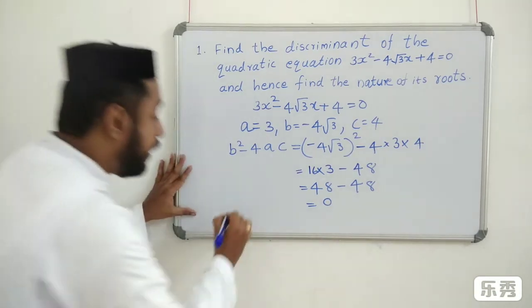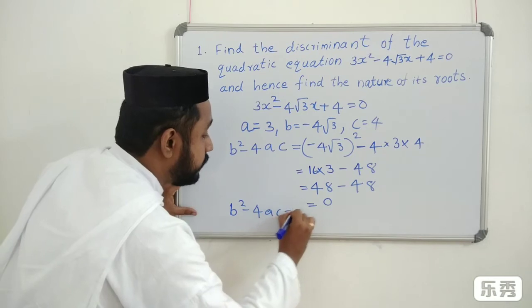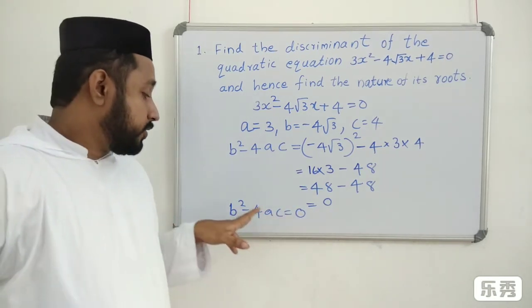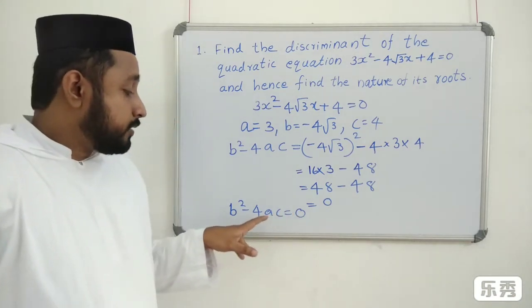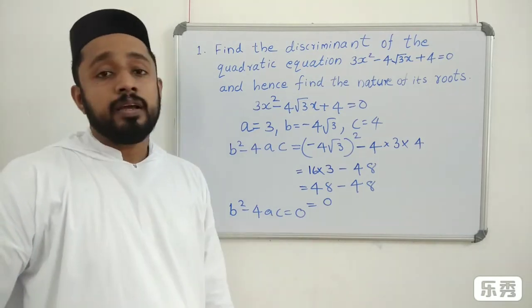So we got b square minus 4ac is equal to 0. So we got the discriminant b square minus 4ac equal to 0. b square minus 4ac is equal to 0 means the two roots are equal.